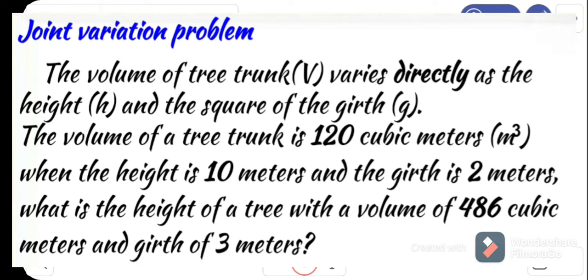For our next problem, we have: the volume of a tree trunk varies directly as the height and the square of the girth. The volume of a tree trunk is 120 cubic meters when the height is 10 meters and the girth is 2 meters. So that is our given. The question is, what is the height of a tree with a volume of 486 cubic meters and girth of 3 meters?